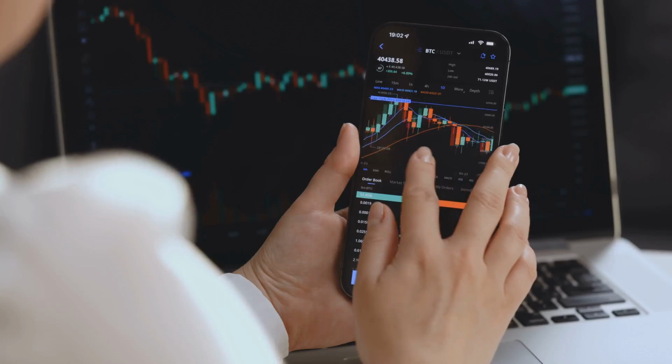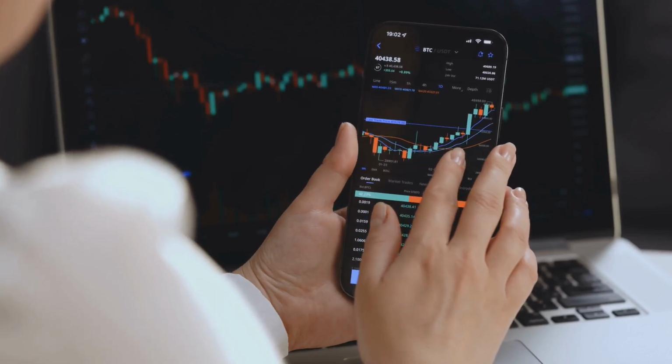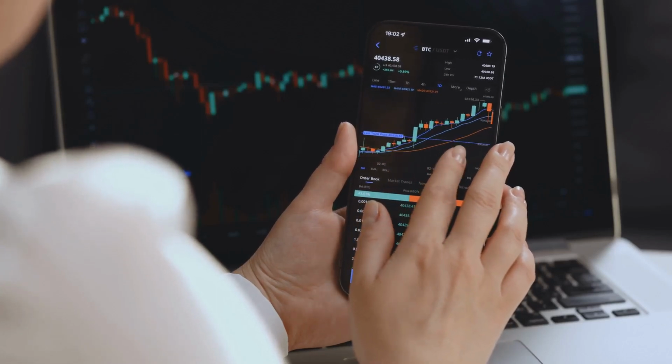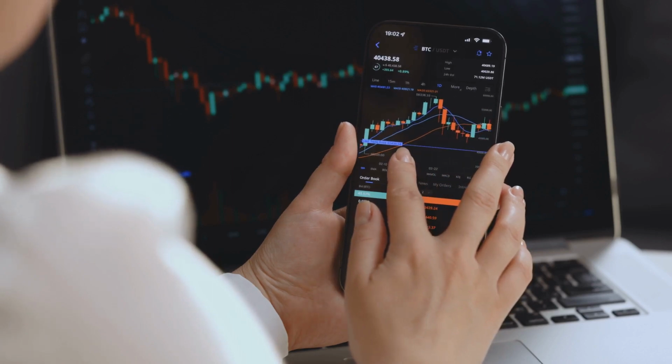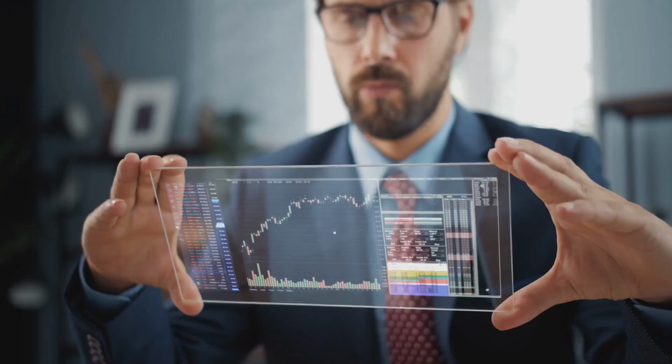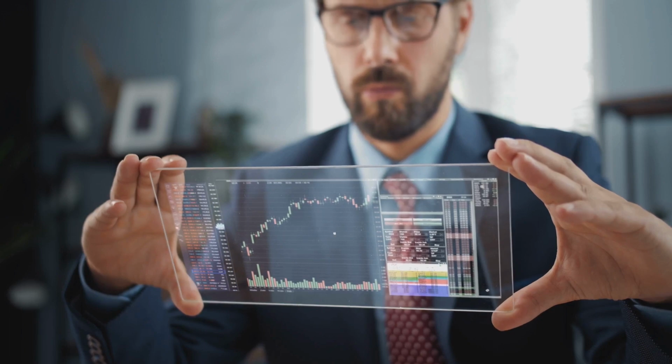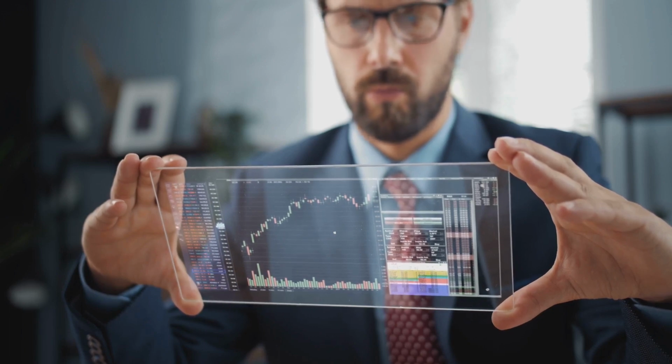In essence, moving averages are a simple yet powerful tool in a trader's arsenal. Whether you're a day trader or long-term investor, understanding how to interpret moving averages can help you make more informed decisions, enhancing your trading strategy.